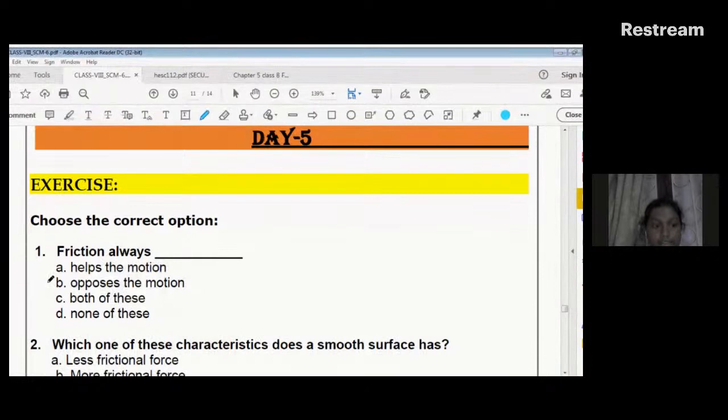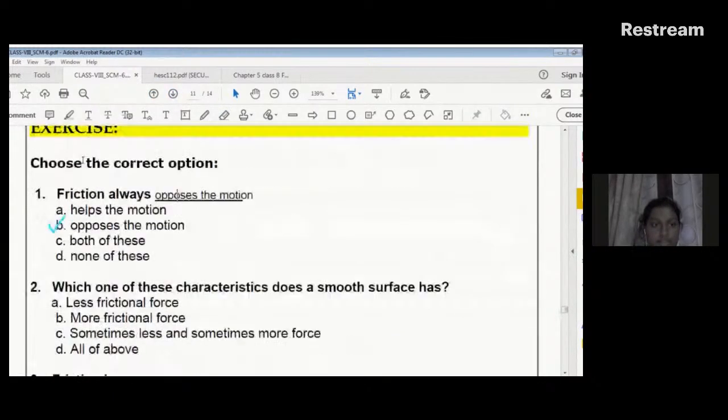The correct answer is number B, opposes the motion. Next, we will move on.